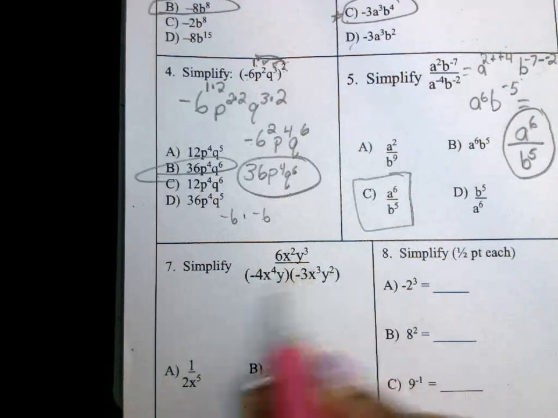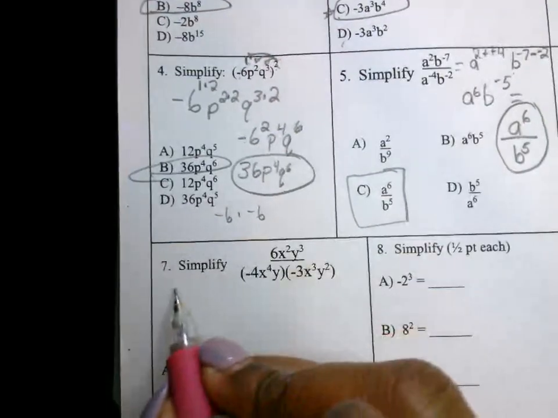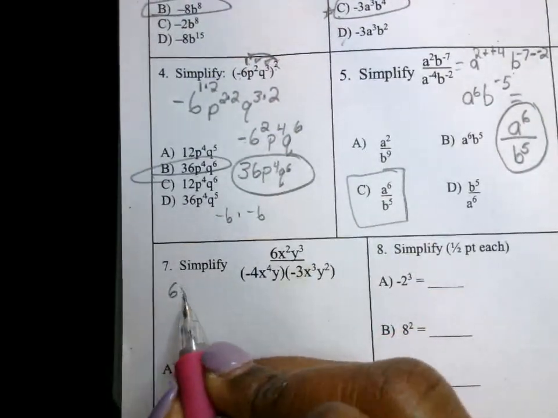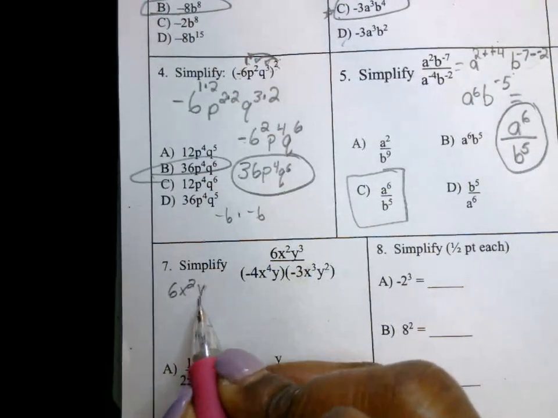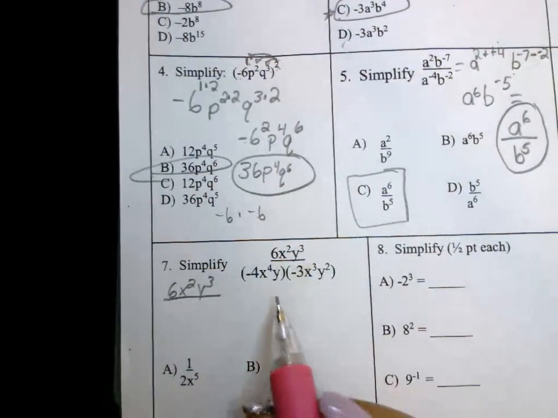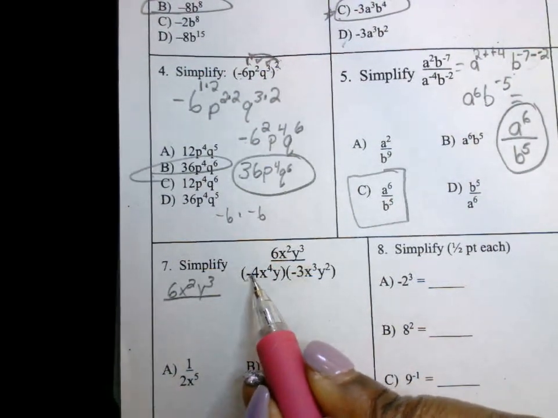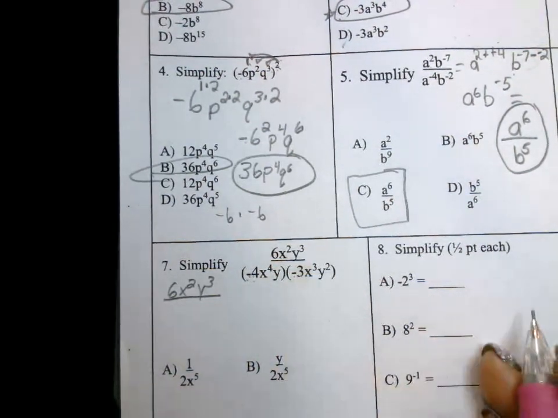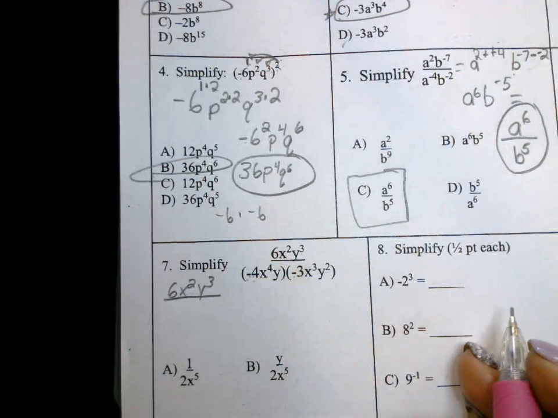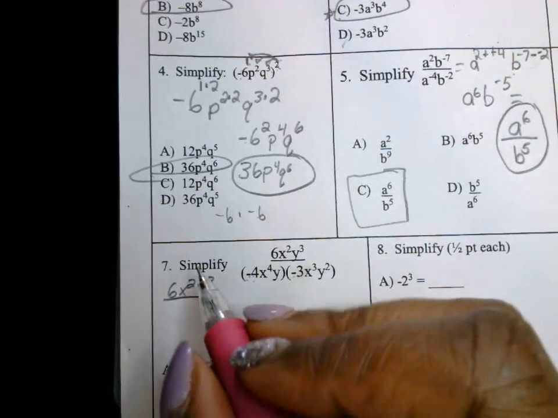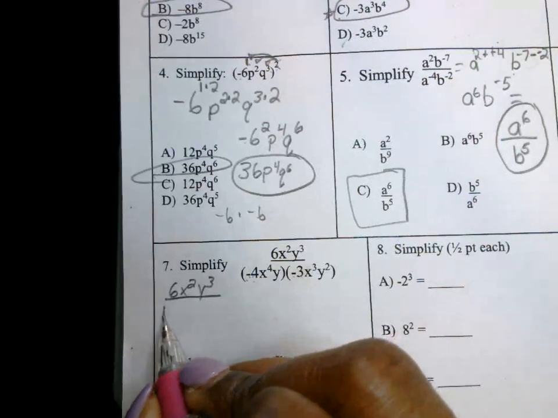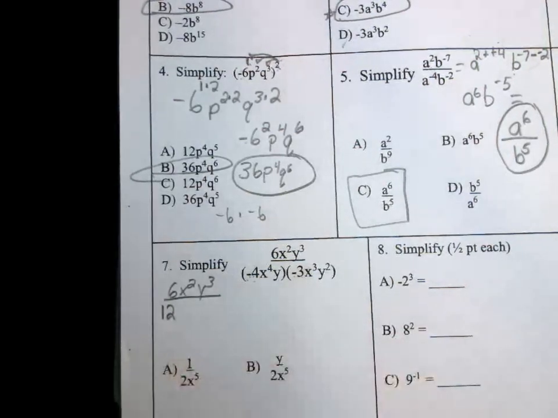So first thing you have to do is multiply the bottom. Leave the top alone. 6x to the second, y to the third. When we multiply the numbers first, what's negative 4 times a negative 3? 12. Positive 12, right? Negative times negative is positive.